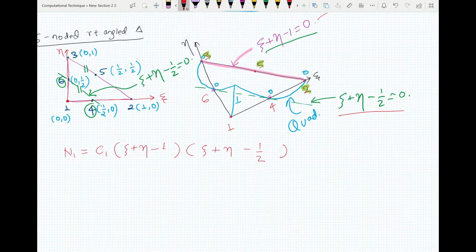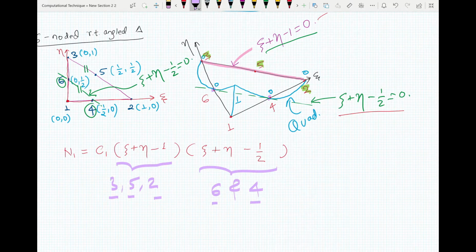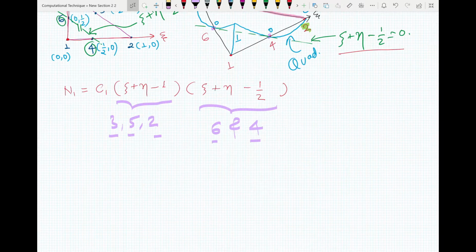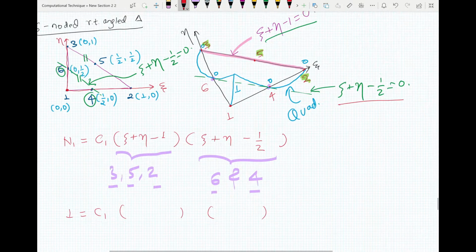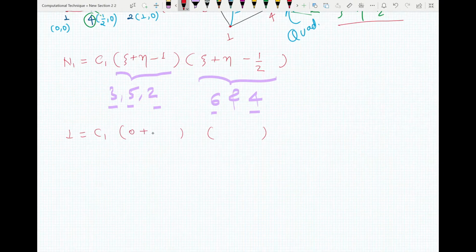Now this equation here will take care of points 3, 5 and 2, and this one will take care of 6 and 4. Therefore your n1 will be 0 at all these points, and it should be 1 at node 1. Then 1 will be equal to c1. Then what is your coordinate for 1? That's 0, 0. So it will be 0 plus 0 minus 1, 0 plus 0 minus 1 by 2. This will be equal to c1 by 2. Therefore your c1 will be equal to 2.